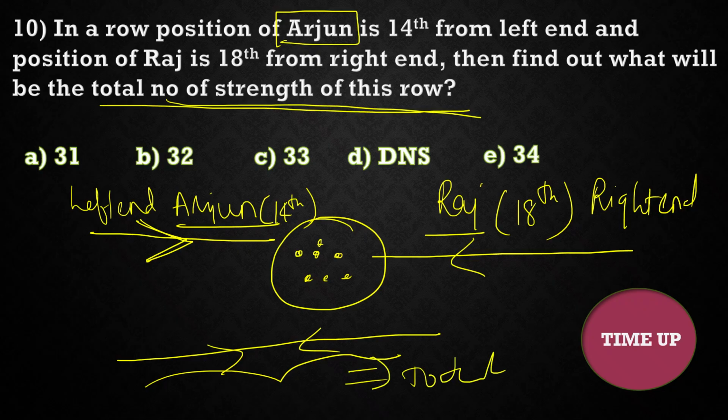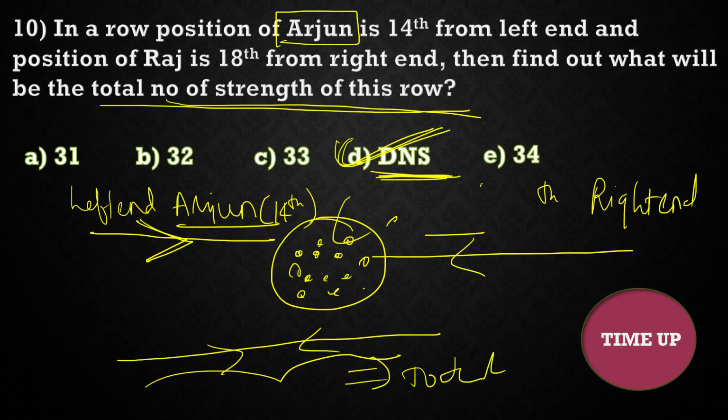But here two persons are given, Arjun and Raj. These are two different persons, correct? One is given a rank from the left hand, and Raj is 18th from the right hand. How will we find the total? If some students are sitting in the middle of the row, we will not know, correct? So the correct answer for this will be: data is not sufficient. DNS means data not sufficient. An enough amount of data is not given to solve this problem. Okay.